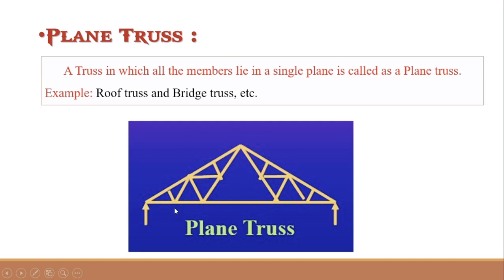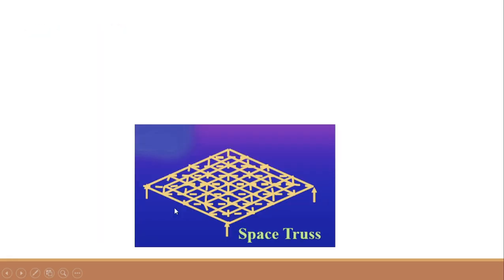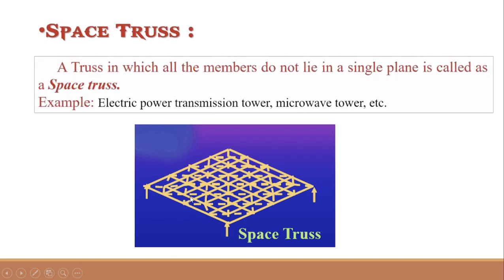Next one is the space truss. A truss in which all the members do not lie in a single plane is called a space truss. If they lie in the same plane, it is called a plane truss. If they do not lie in a single plane, it is called a space truss. For example, an electric power transmission tower or a microwave tower can be taken as an example. Don't go into detail, but know about this.